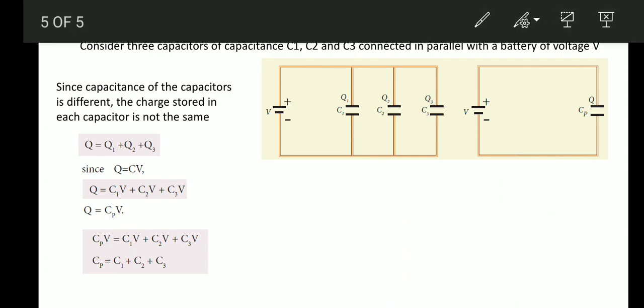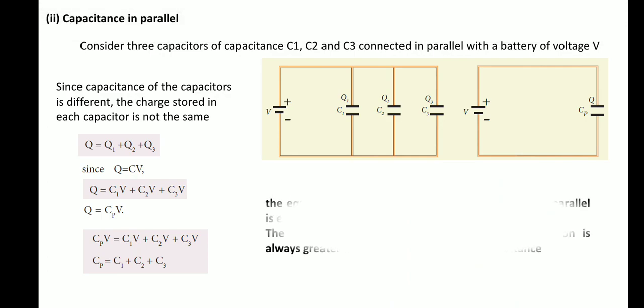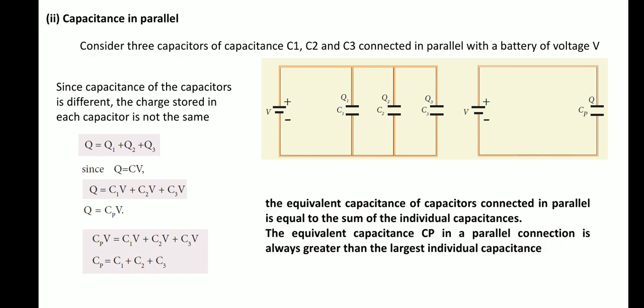From this we found that the equivalent capacitance of capacitors connected in parallel is equal to the sum of the individual capacitances. This equivalent capacitance Cp in parallel connection is always greater than the largest individual capacitor. These are the methods by which you can reduce the number of capacitors used in an electrical circuit.